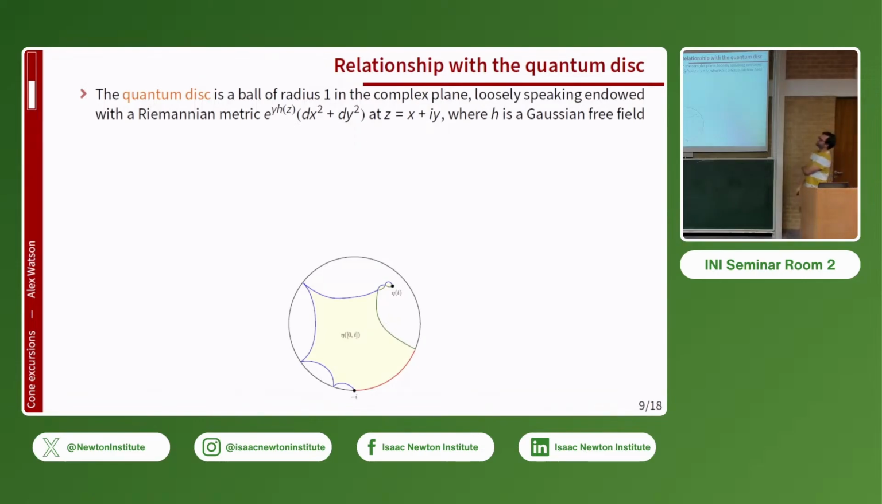So a quantum disk is the ball of radius 1 in the complex plane, where you give it a Riemannian metric, which is e to the gamma h z times the standard Euclidean metric, and the h is a Gaussian free field.